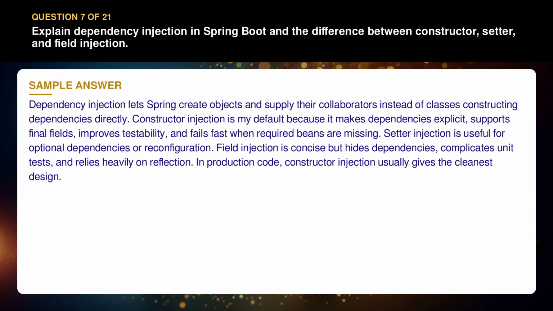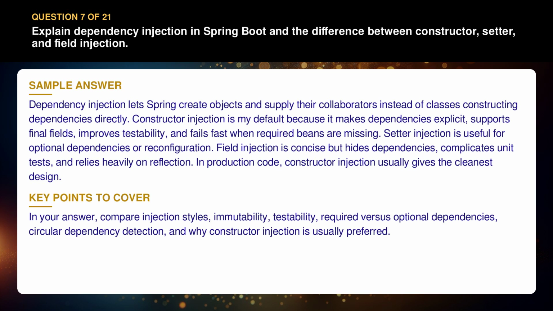Constructor injection is my default because it makes dependencies explicit, supports final fields, improves testability, and fails fast when required beans are missing. Setter injection is useful for optional dependencies or reconfiguration. Field injection is concise but hides dependencies, complicates unit tests, and relies heavily on reflection. In production code, constructor injection usually gives the cleanest design. In your answer, compare injection styles, immutability, testability, required versus optional dependencies, circular dependency detection, and why constructor injection is usually preferred.